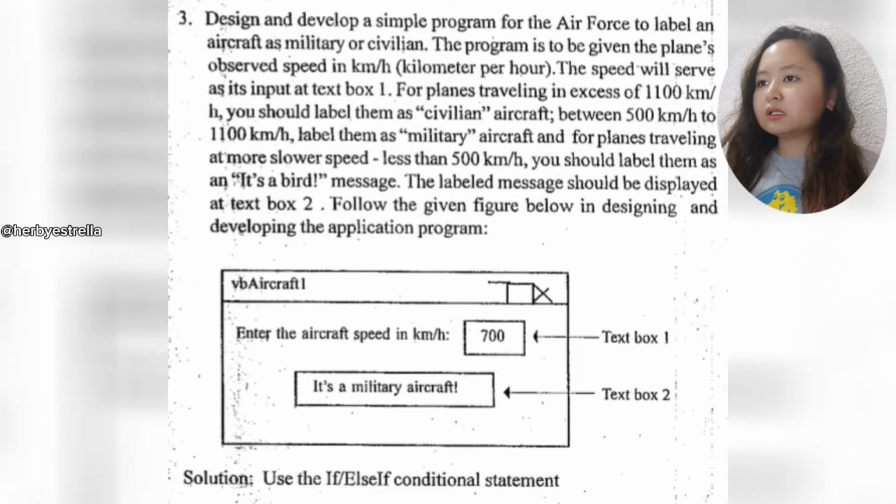For planes traveling in excess of 1,100 kilometers per hour, you should label them as civilian aircraft. Between 500 kilometers per hour to 1,100 km per hour, label them as military aircraft. And for planes traveling at slower speeds, less than 500 km per hour, you should label them with an "It's a bird" message. A labeled message should be displayed at text box 2. Follow the given figure below in designing and developing the application program. Solution. Use if or else if conditional statement.